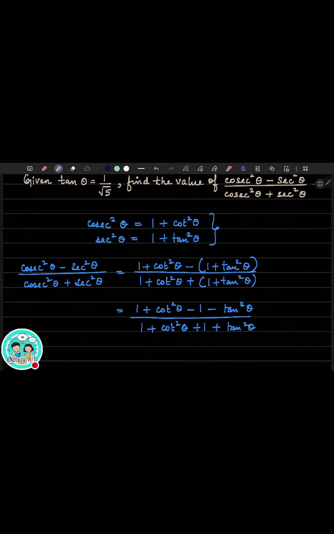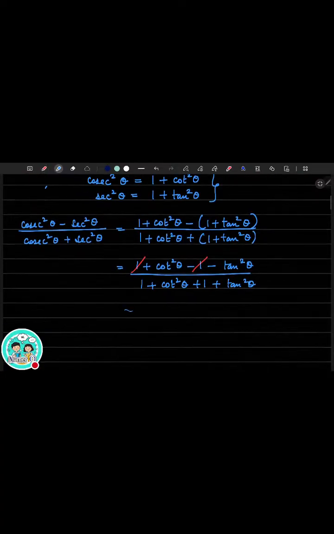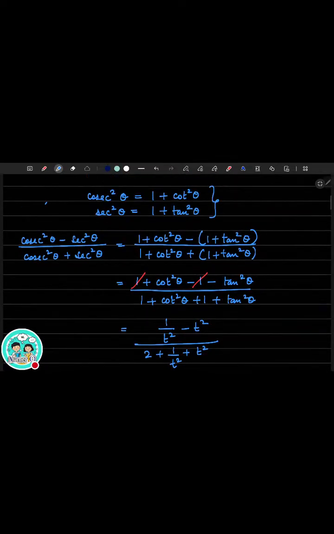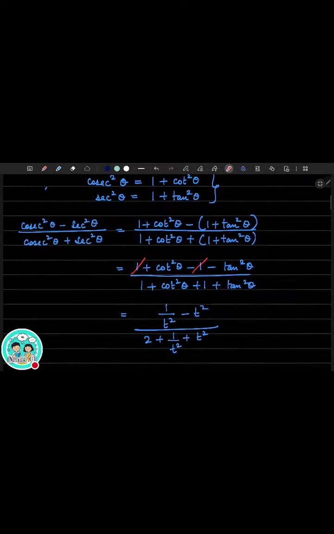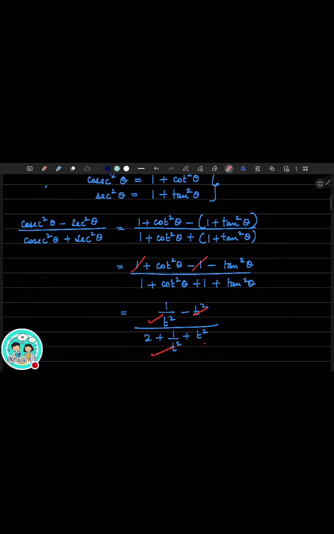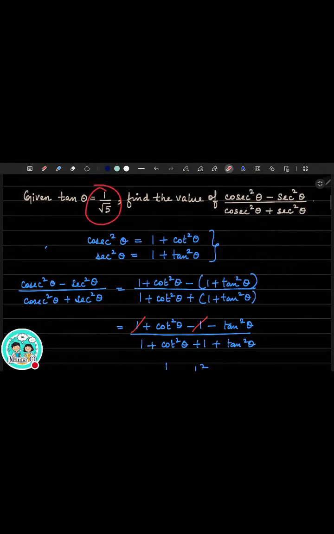Okay, so here you can easily cancel out this plus 1 minus 1, and then cot square can be written as 1 by tan square theta, minus tan square, whole divided by 1 plus 1, 2, plus cot square is 1 by tan square plus tan square. So this is what remains. Now it's all about, you have converted everything that was given in the question in terms of cosecant and secant into tan theta. So you already know what tan theta is, that is 1 by root 5.